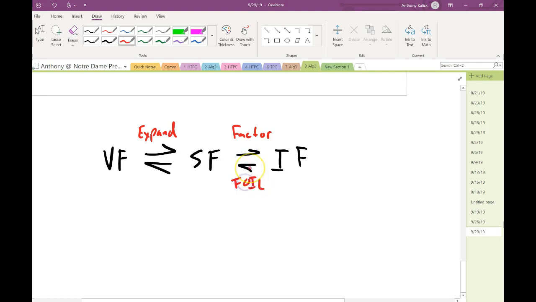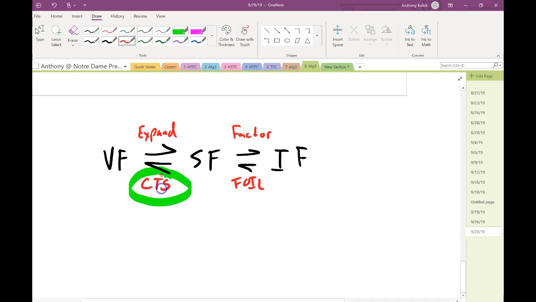And we had filled in this much of our little map, saying that to go from vertex form to standard form, we expand. To go from standard form to intercept form, we factor. To go from intercept form to standard form, we FOIL. What we want to talk about today is how we go from standard form to vertex form.